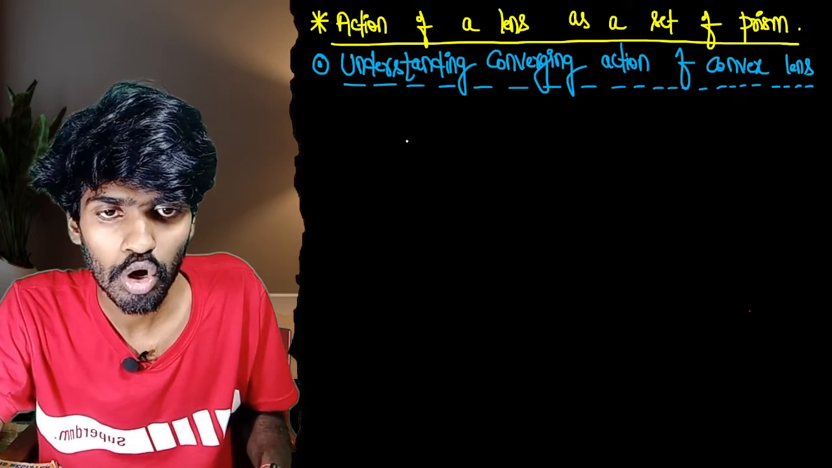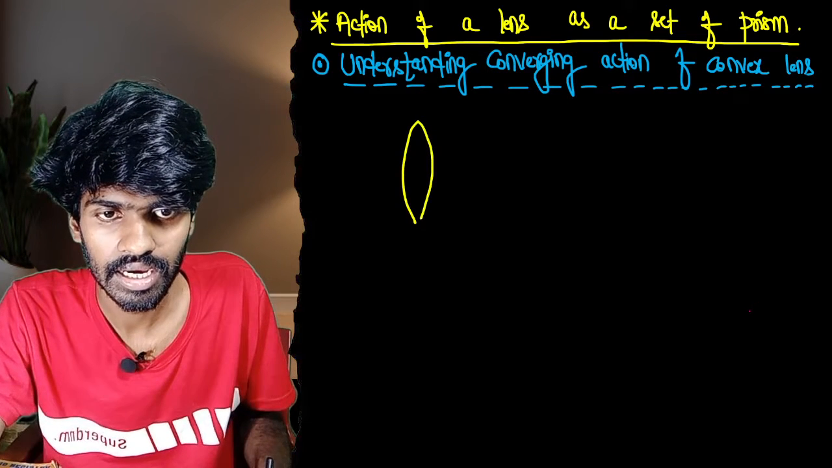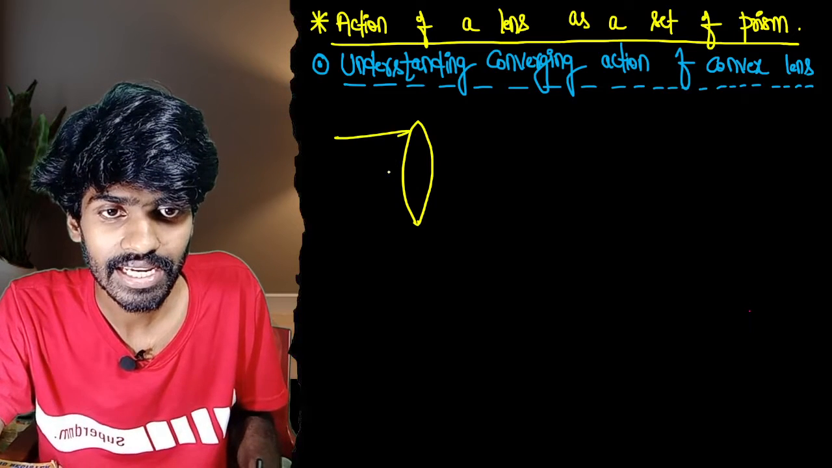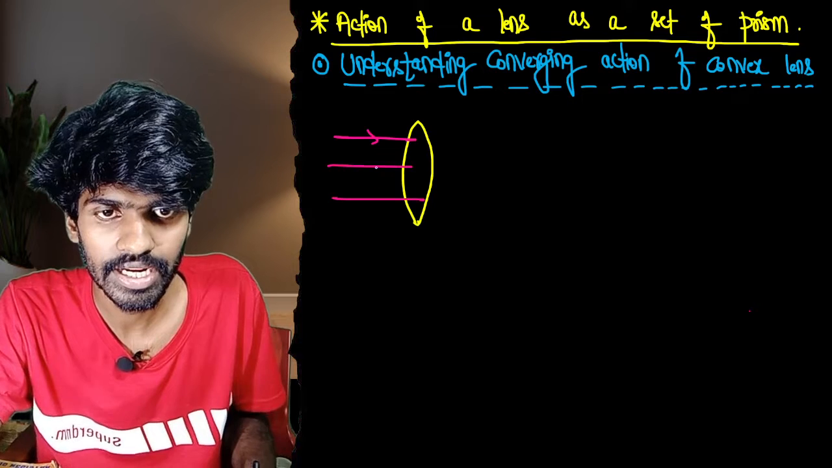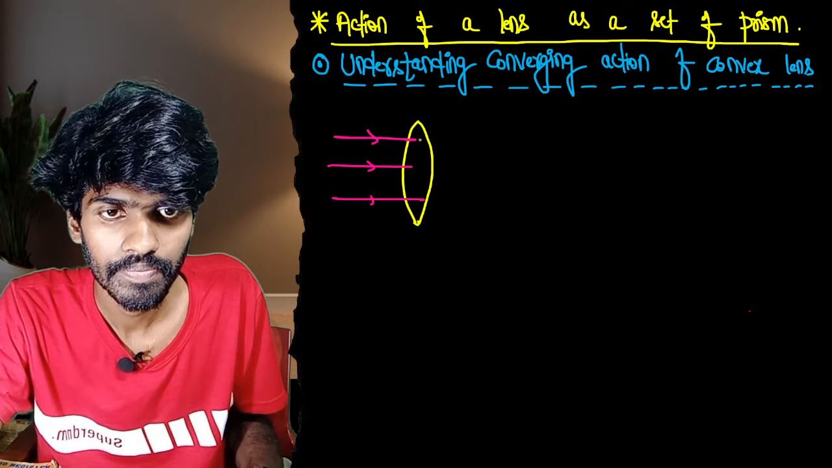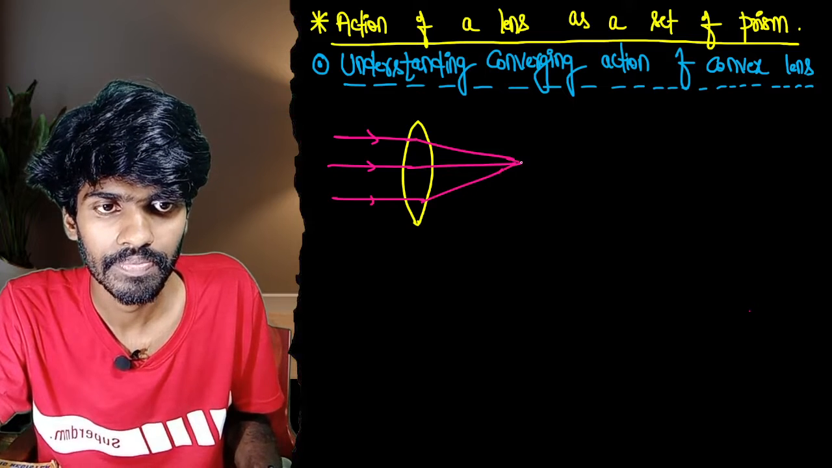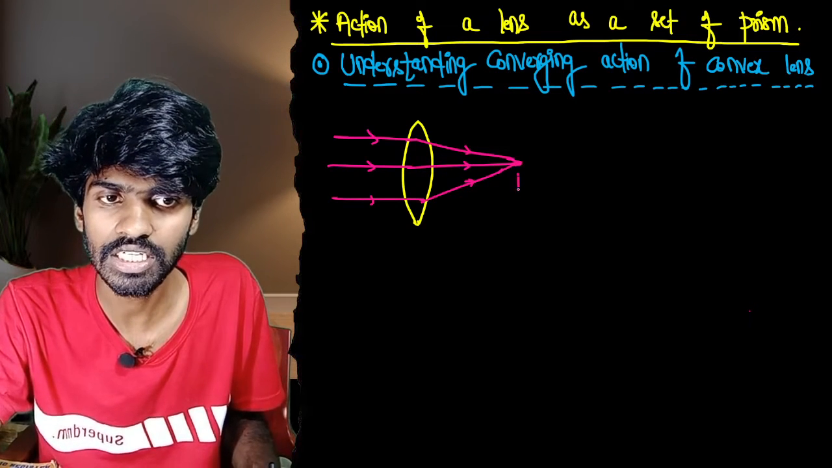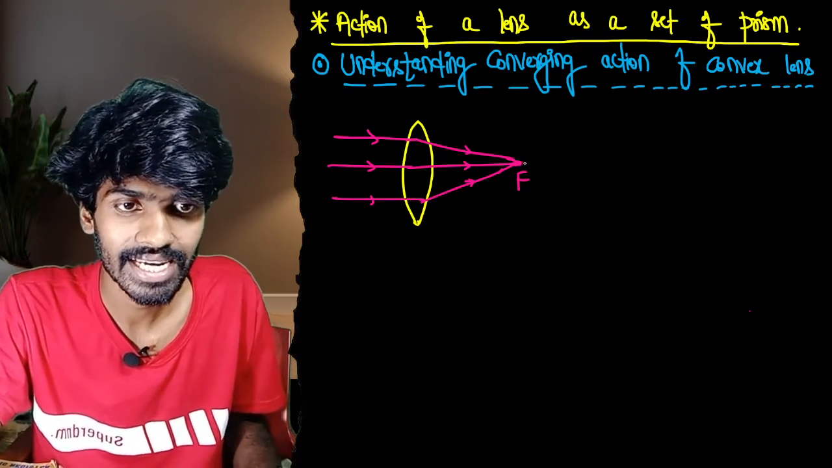So let us first draw a convex lens. This is a convex lens, and if a parallel beam of rays is coming into it, what will happen? The lens will converge them and they will meet at a point which is known as the focus. We will study all of this in later lectures.